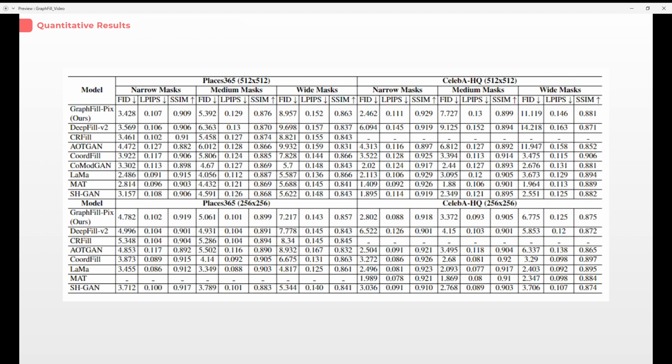Finally, we present quantitative results of our approach compared with other works. Our approach obtains competitive results when compared with heavyweight models and outperforms existing lightweight models.